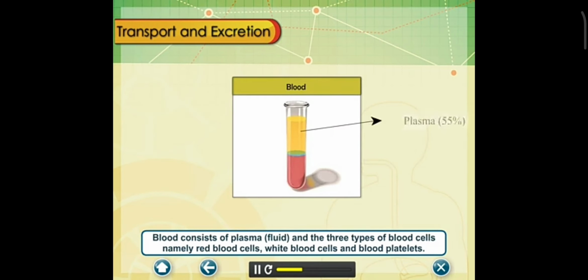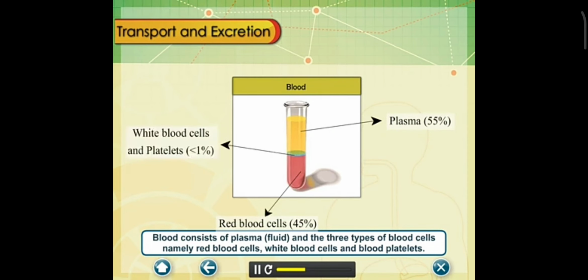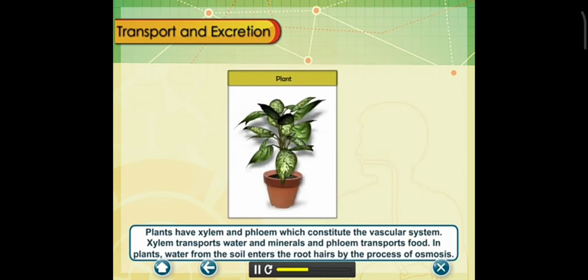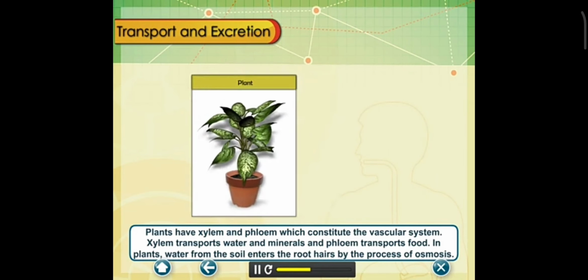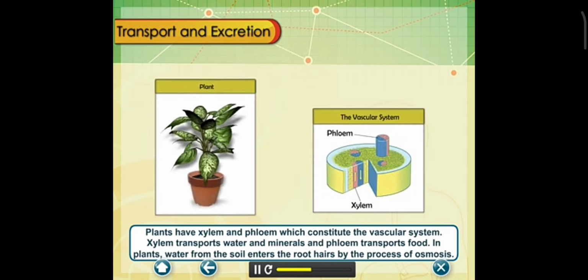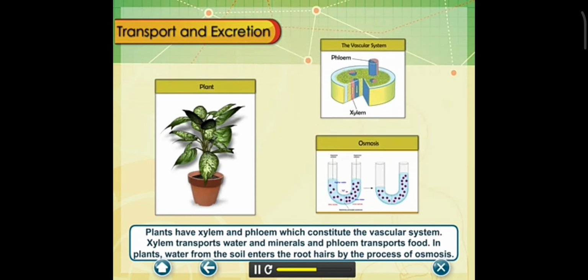Blood consists of plasma, a fluid, and the three types of blood cells, namely red blood cells, white blood cells, and blood platelets. Plants have xylem and phloem, which constitute the vascular system. Xylem transports water and minerals, and phloem transports food. In plants, water from the soil enters the root hairs by the process of osmosis.